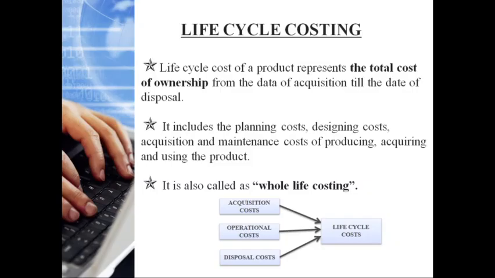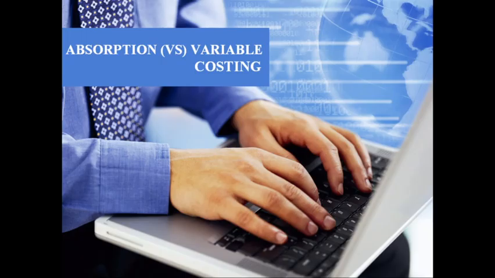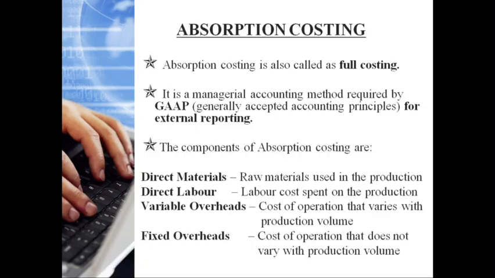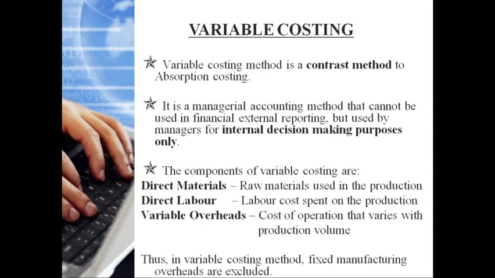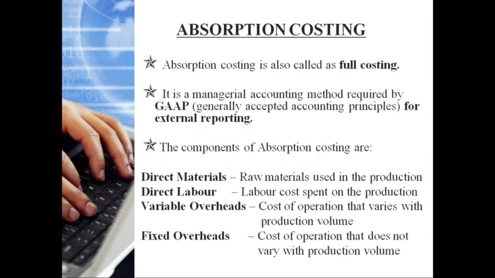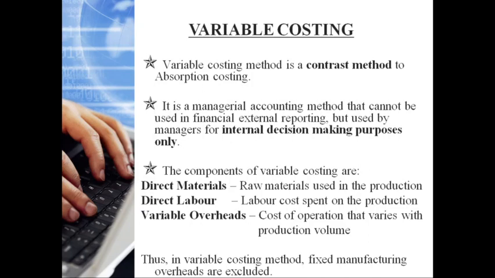So far we have seen various costing methods. A quick recap till now. We just saw absorption costing, which is nothing but the full costing method, and it's approved by GAAP, and it is used for external reporting purposes. We take into account direct material, direct labor, and fixed and variable overheads to determine the total amount of cost. Variable costing is a total contrast to absorption costing, and it is not used for external reporting. It is not approved by GAAP, but it is generally used only for internal decision making, and we exclude fixed overheads alone while calculating the variable cost.